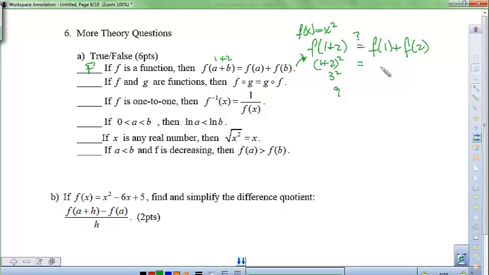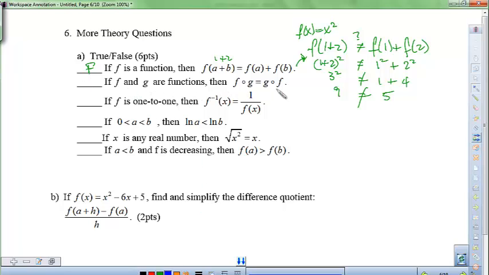Let's see if this will follow. f of 1 is 1 squared, f of 2 is 2 squared, and then 1 plus 4 is equal to 5, and so this is not equal. So this is a counterexample, and that's why that's false.